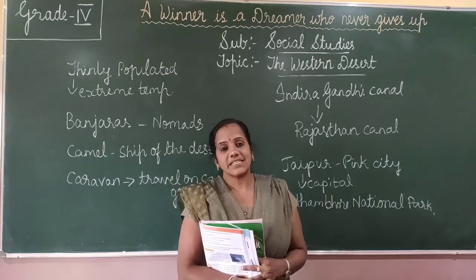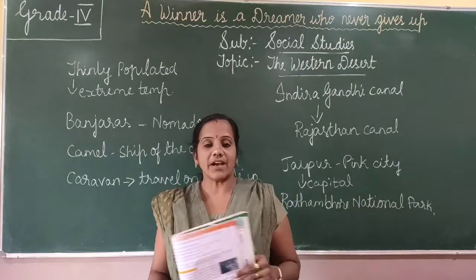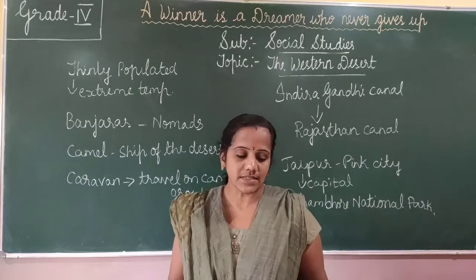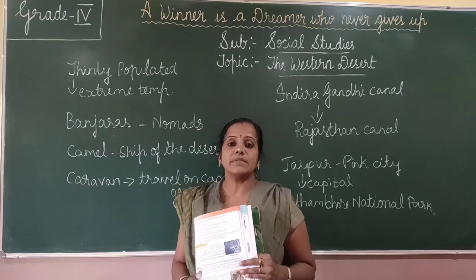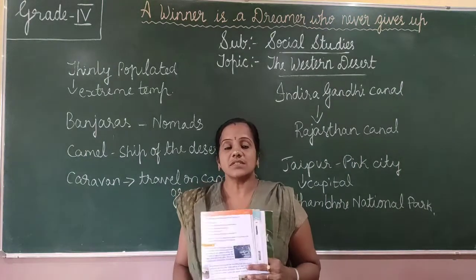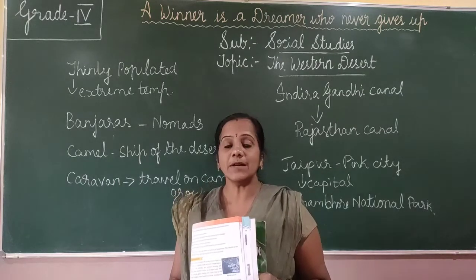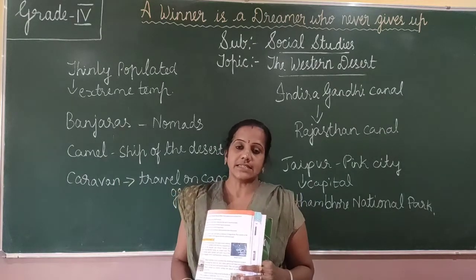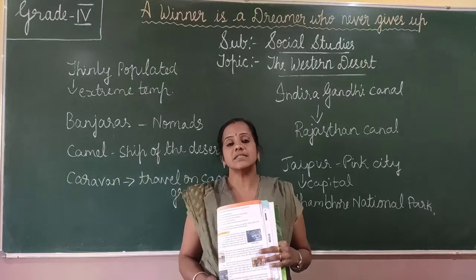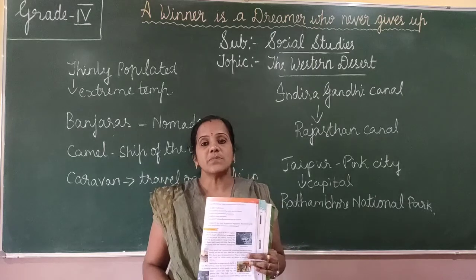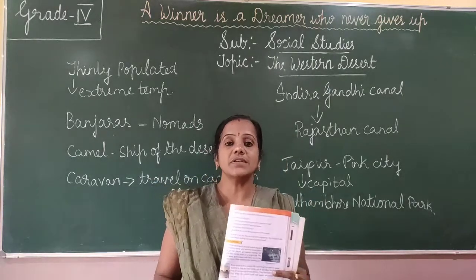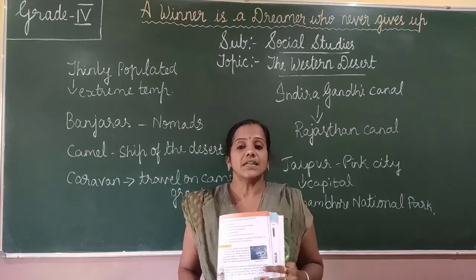So children, in the last class we started a new lesson, number 5, the Western Desert. We have learned about the Western Desert: the location, the climate, vegetation and also the animal life. The Western Desert is also called the Great Indian Desert and it is also known as the Thar Desert. This Thar Desert lies to the western part of the northern plains, and also to the west side of the Aravalli Hills in Rajasthan.